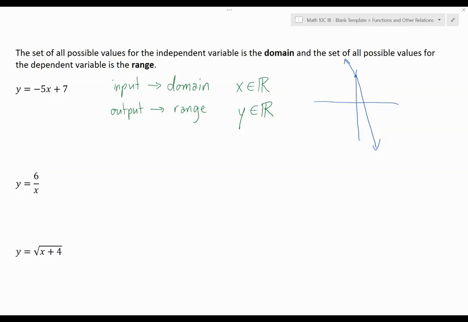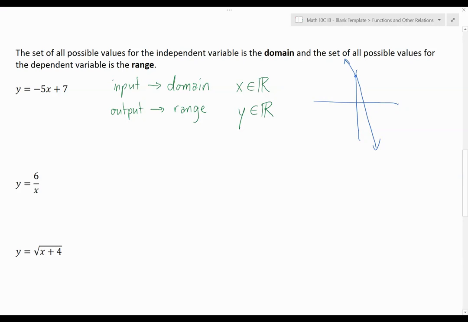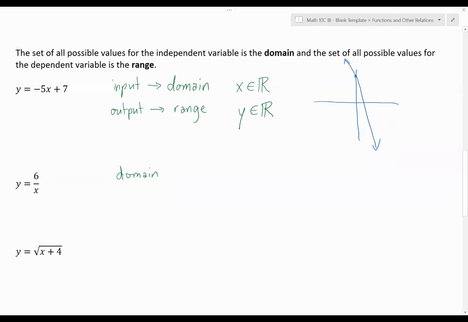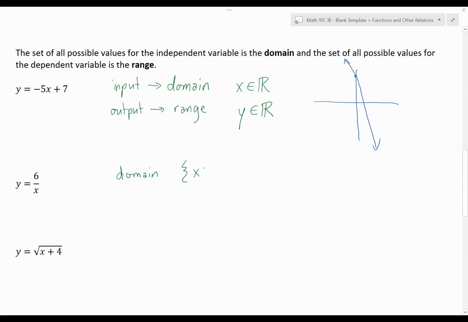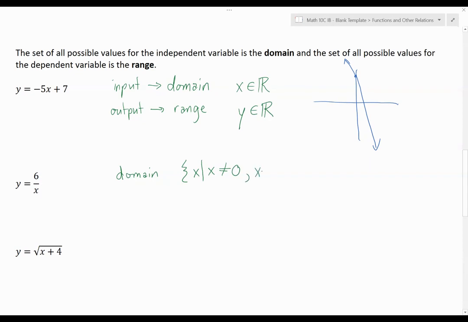For this next equation, y equals 6 divided by x, so my input, if I gave you a number, you would take 6 and divide it by that number. That's the rule for this relation. So the domain has a restriction, because there is a restriction on when we can do division. We are not allowed to divide by 0. So the domain in this case is values of x such that x does not equal 0, but otherwise x is an element of the reals.